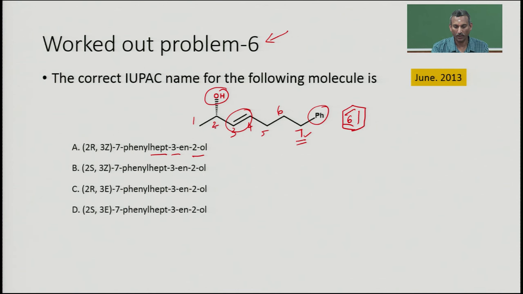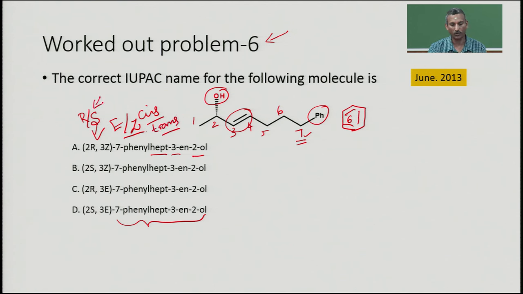3-ene-2-ol. If you look at the numbering, the alcohol is in the second position, the alkene double bond is in the third position. And in the seventh carbon the phenyl unit is present. So, here again if you look, all the compounds have the same ending: 7-phenyl-hept-3-ene-2-ol. The only difference is whether it is an R or S isomer, and an E or Z isomer. So, we have cis-trans isomers and configurational isomers, whether it is R or S. So, we have two different types of compounds that can be named for this particular compound.